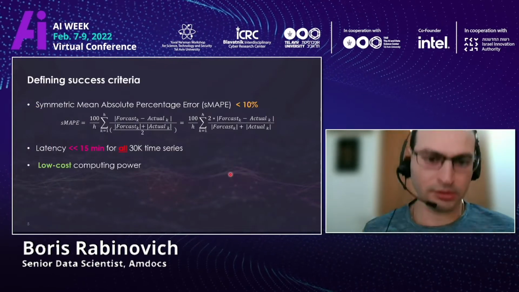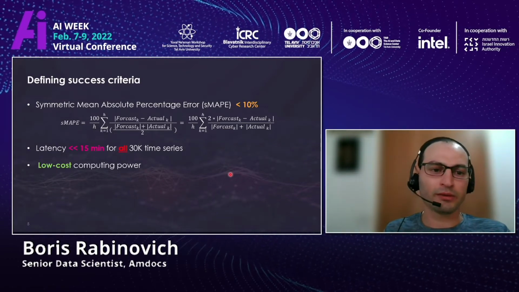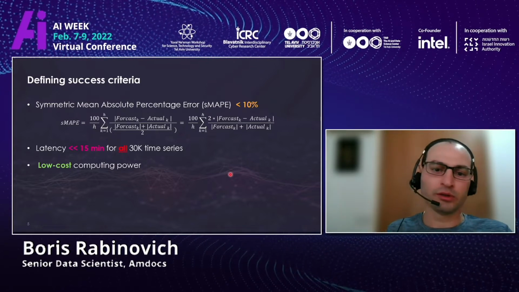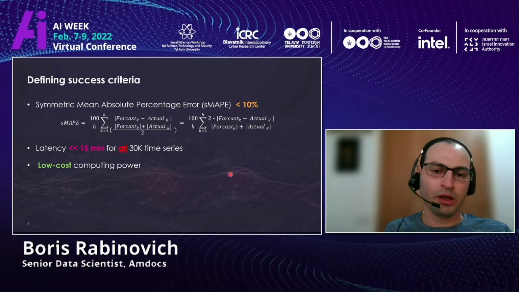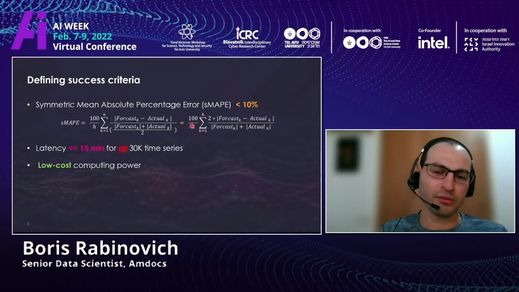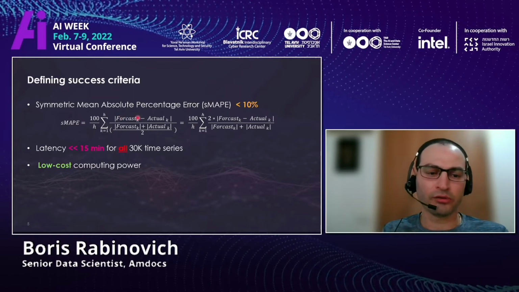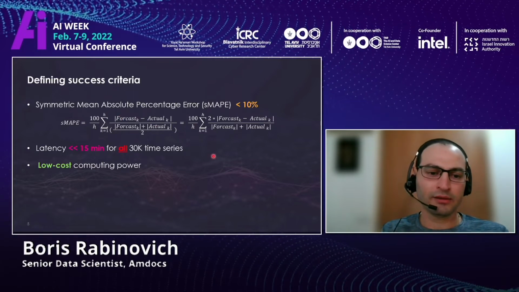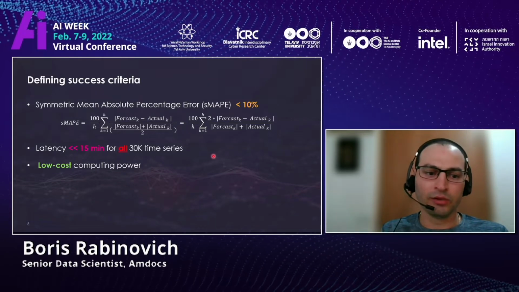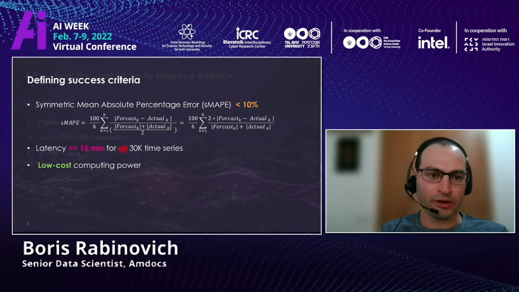Before that, we defined business requirements, three criteria. One of them is to generate a model with prediction metric SMAPE of less than 10%. SMAPE is a very well-known metric for time series, symmetric mean absolute percentage error. The latency should be less than 15 minutes for all our time series data. And again, the solution should work on top of low cost computing power. So these are the criteria.